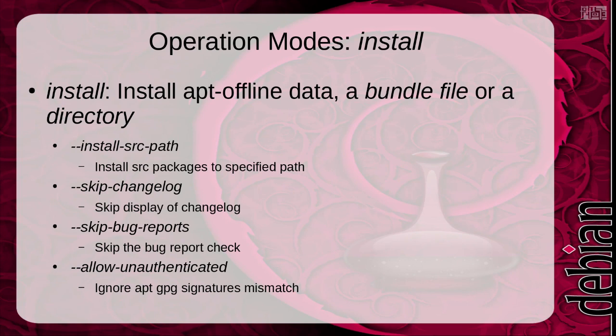So at a higher level, these are the three modes of operation for APT Offline: set, get, and install. Set and install are to be run on the offline machine, and the get operation is to be run on a machine with the network connection.